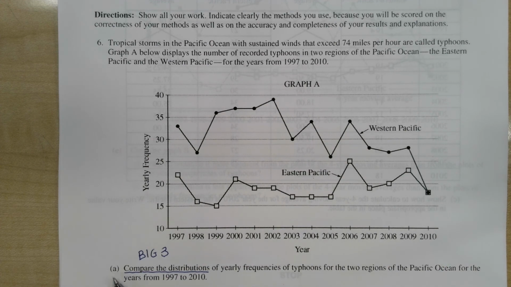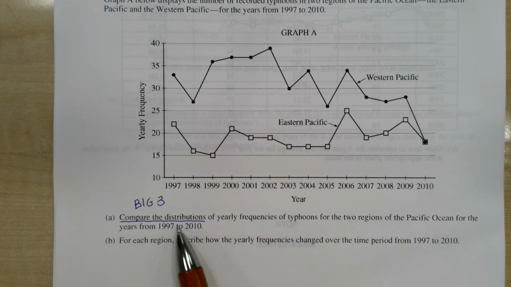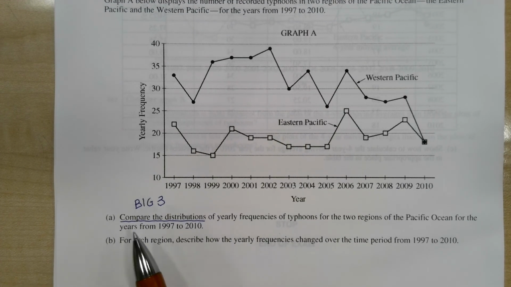Part A, compare the distributions. Right away I'm thinking big three. Whenever you see compare the distributions or describe the distributions, I'm thinking big three. Center, shape, and spread. Now, don't forget about unusual features, and don't forget about context, using numbers and using the context from the problem.